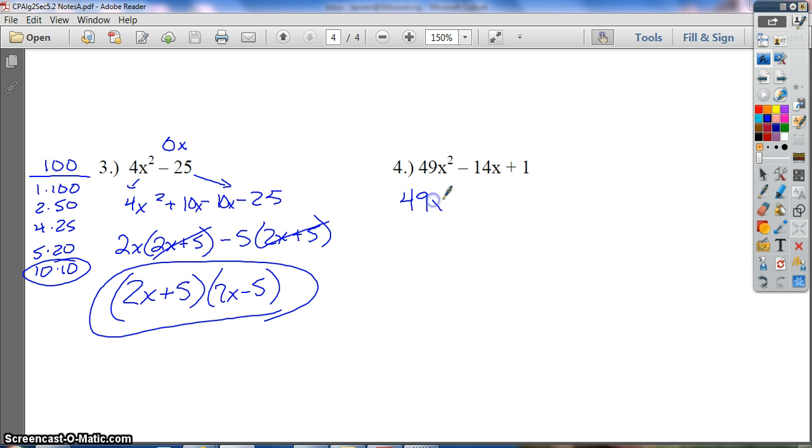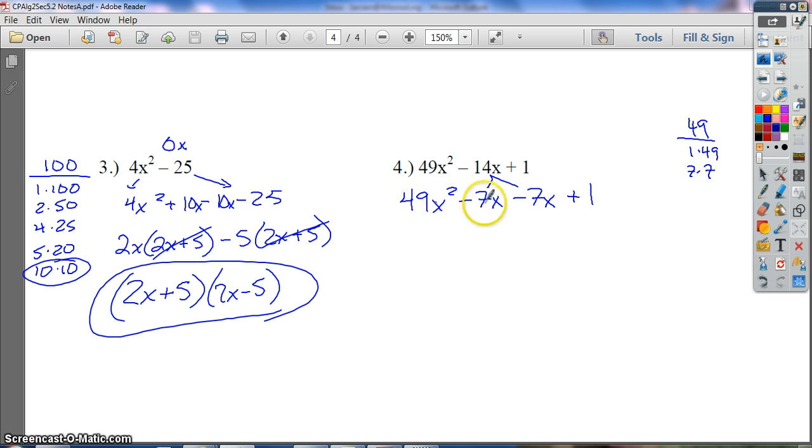All right, last one. Minus plus, minus minus. 49 times 1 is 49. Ooh, that's in all of them, actually. Only 1 times 49 and 7 times 7. So clearly, it's going to be 7x and 7x. So that way, when I combine these, I get that 14x.